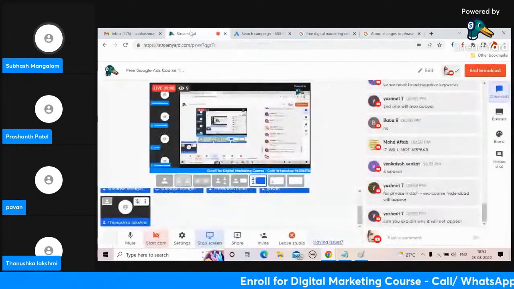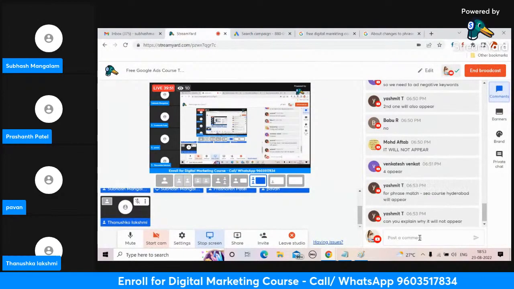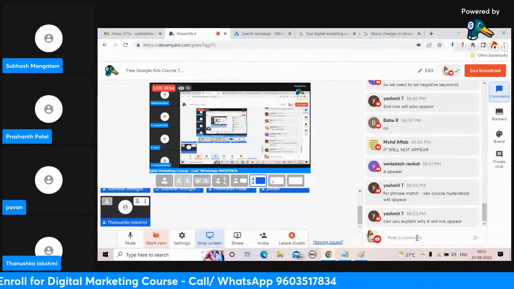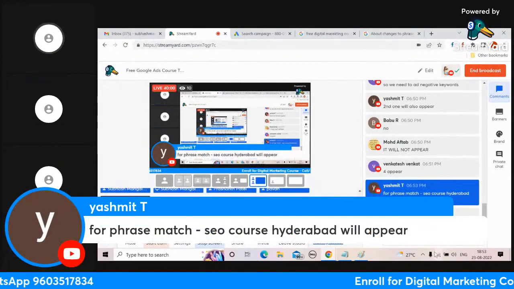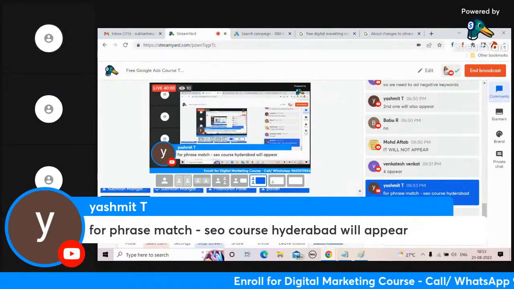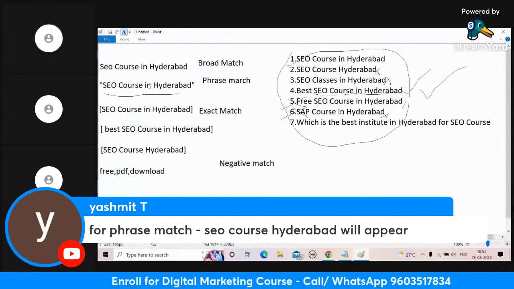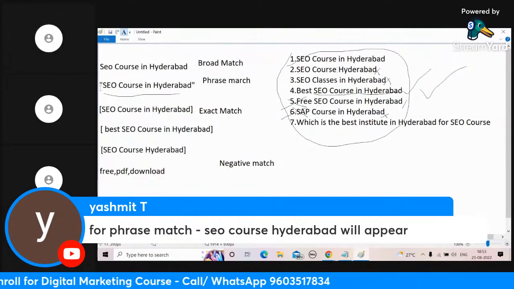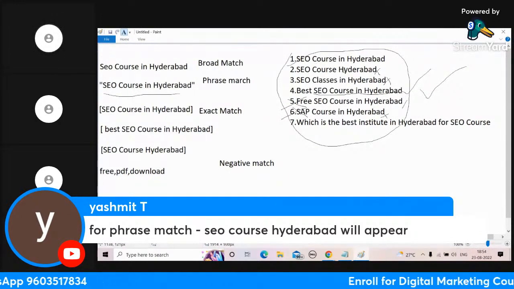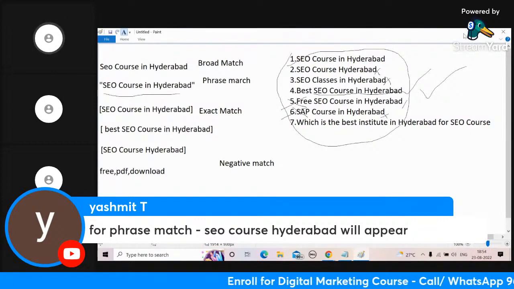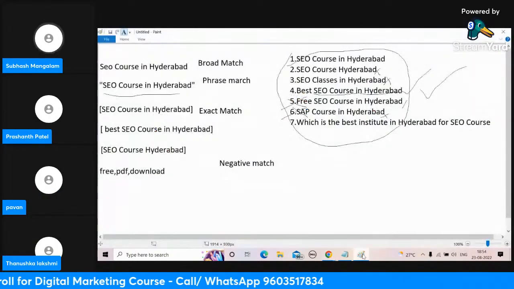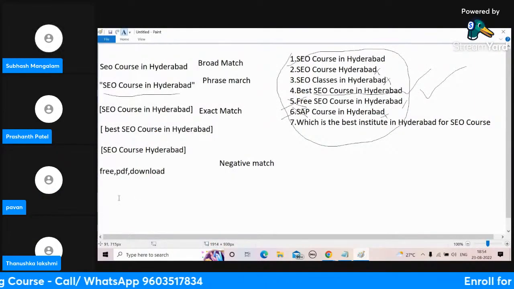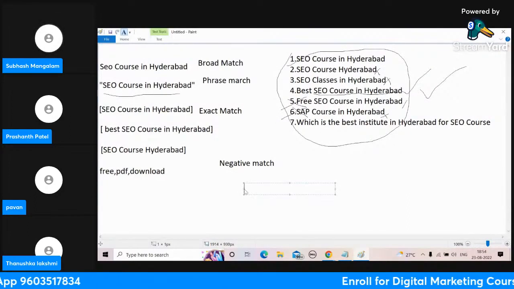Okay, so to understand this, for phrase match, SEO codes Hyderabad will appear. See here, it will not appear because "in" is missing here; it should not disturb the pattern. It is disturbing the pattern, that's why it will not appear. But just try to understand broad match modifier, now you will understand whether it will appear or not. But as of now, before the update, it will not appear.